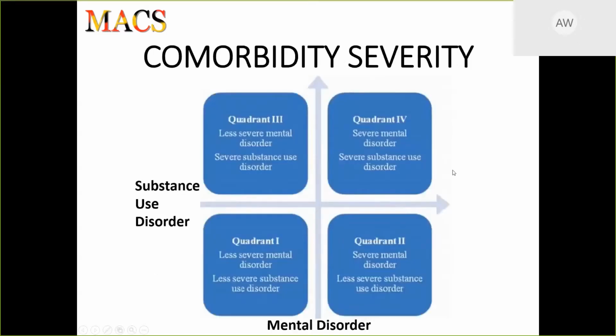So people look at, this is one model that some people may have seen before, of thinking about the severity of comorbidity and just having these 4 quadrants. So somebody who has less severe both, somebody in quadrant 4 who has very severe both, and then here where you have more severe substance use and less severe mental health and vice versa. So sometimes it can help to put people in these 4 quadrants as you're trying to think of the best setting or the best type of treatment to use.